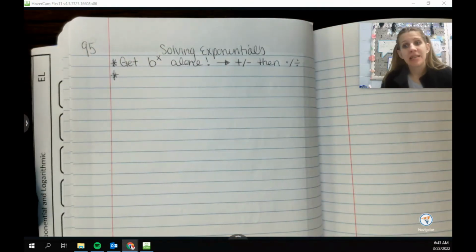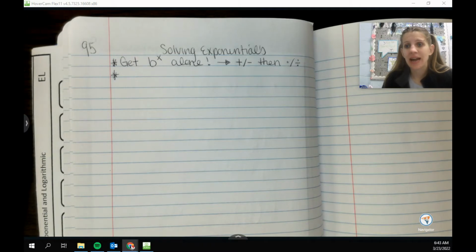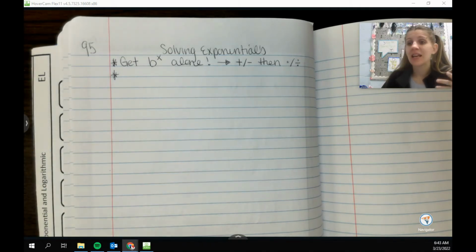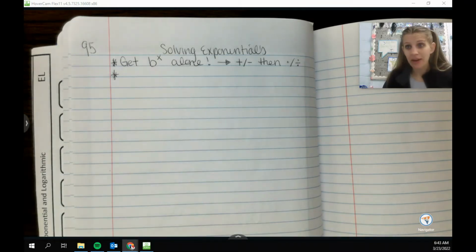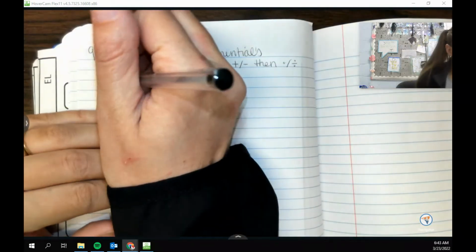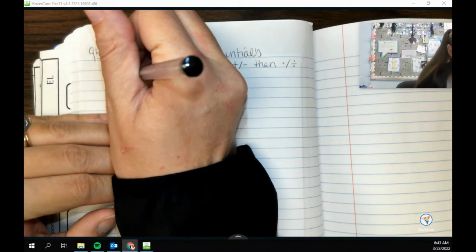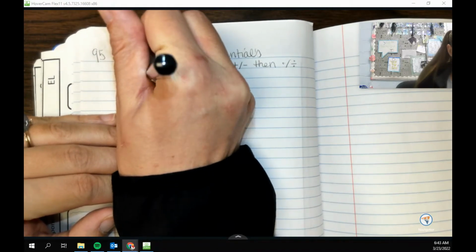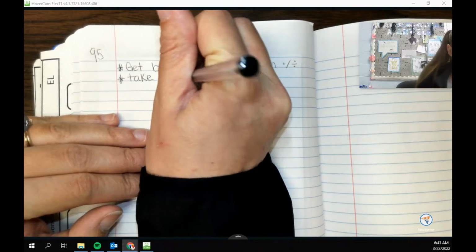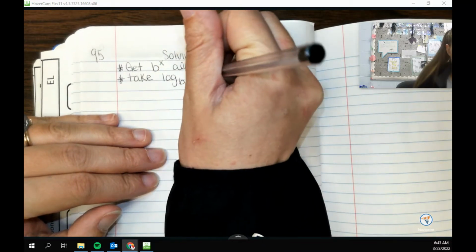Like, what do I do now? Because x is up in the exponent and I don't know how to get it out. So luckily, we have a logarithm that is the opposite of an exponent. And a logarithm has this really great property, the power property, that lets me take exponents out of the power. So you take your power and you boop it out front. So at this point, when our base is alone, we want to take the log base on both sides.